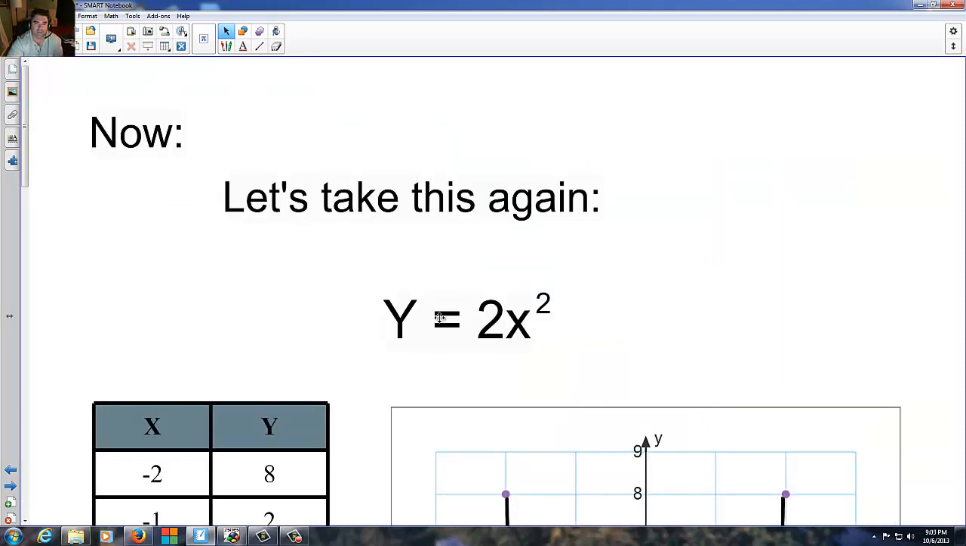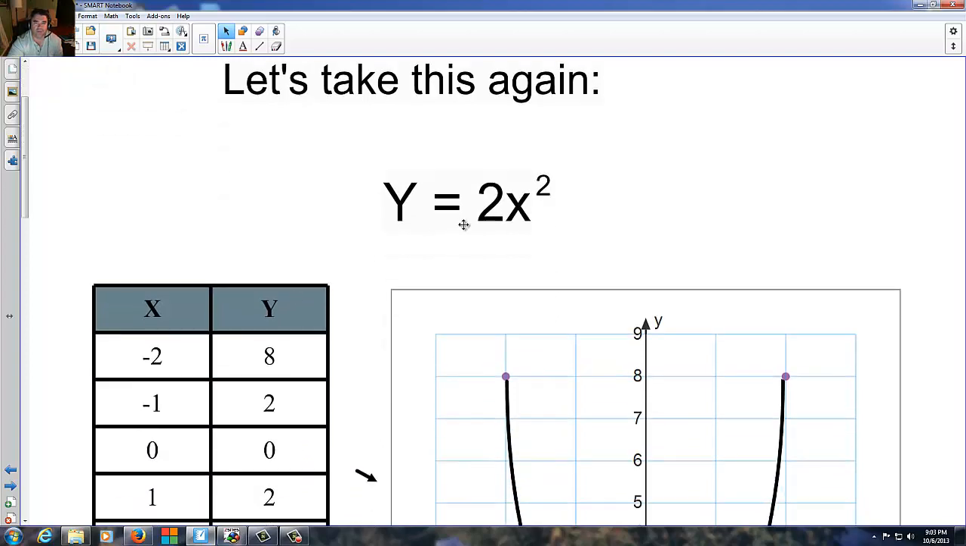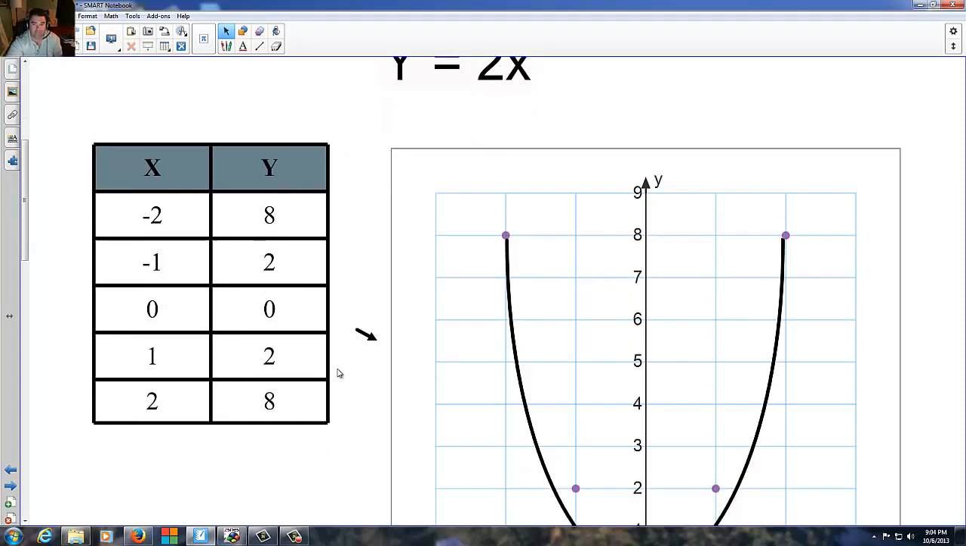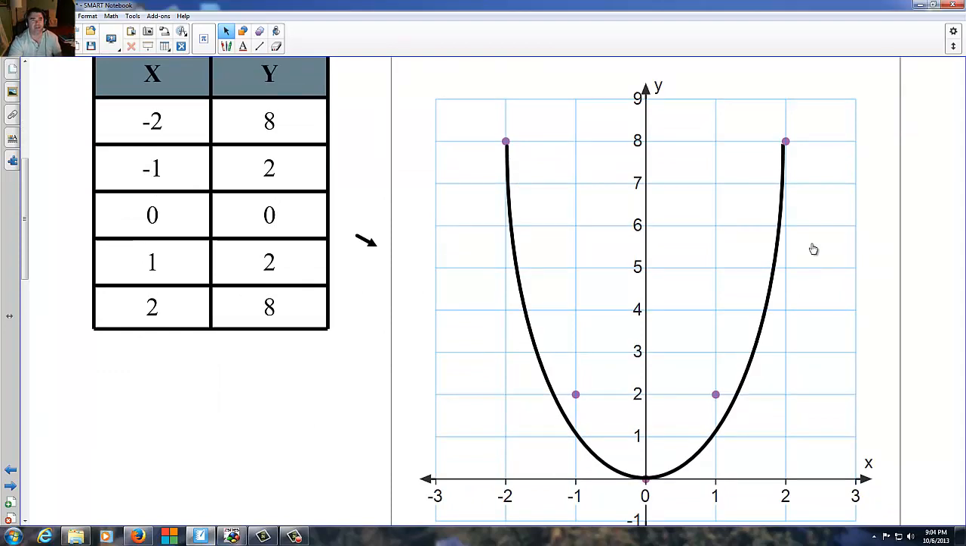Let's take this again. Y equals 2x squared. We're going to go ahead and plug it in. Negative 2 squared is 4, times 2 is 8. Negative 1 squared is 1, times 2 is 2. 0 times anything is 0, times 2 is 0. 1 squared is 1. 1 times 2 is 2. 2 squared is 4. 4 times 2 is 8. So again, basic shape. Yeah, it's a little thinner, but it's still a basic parabola. So you're in good shape there.